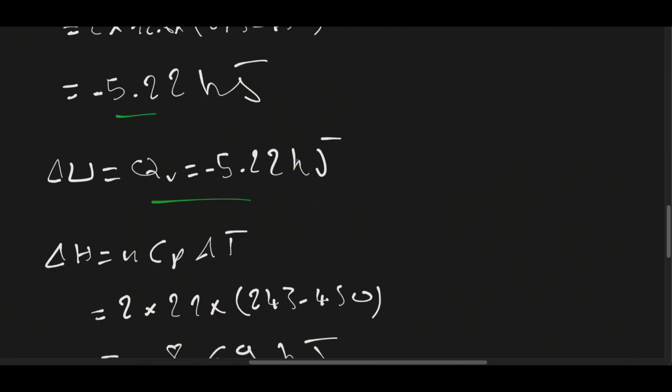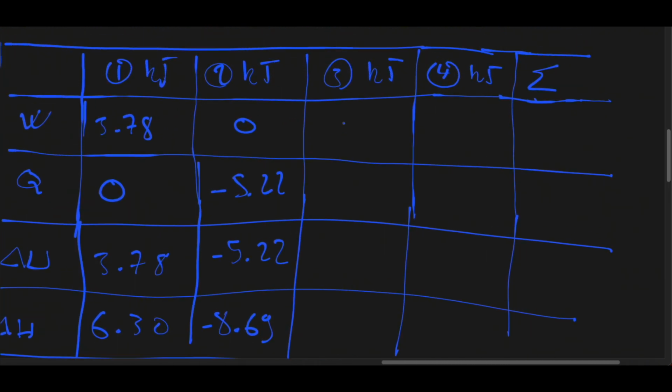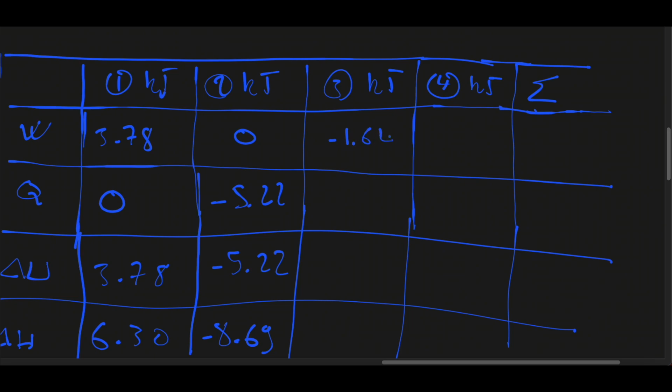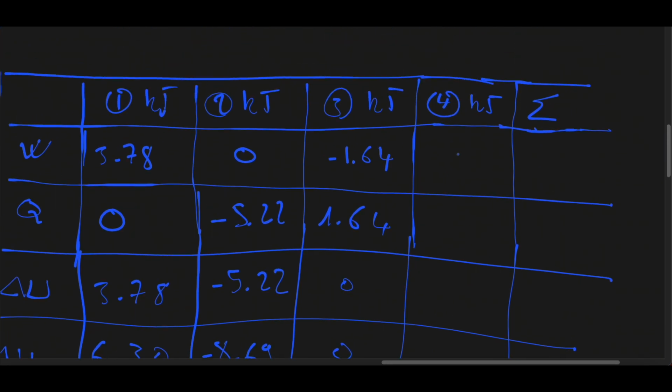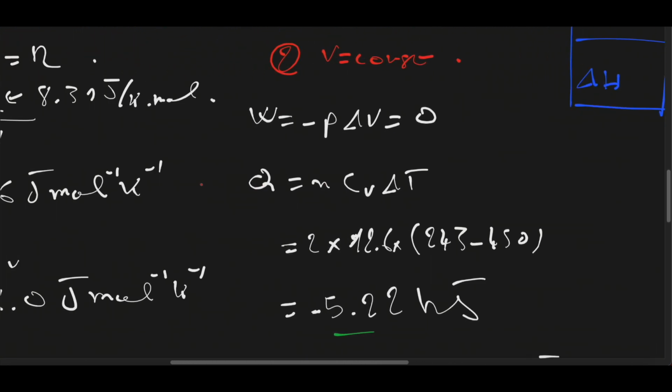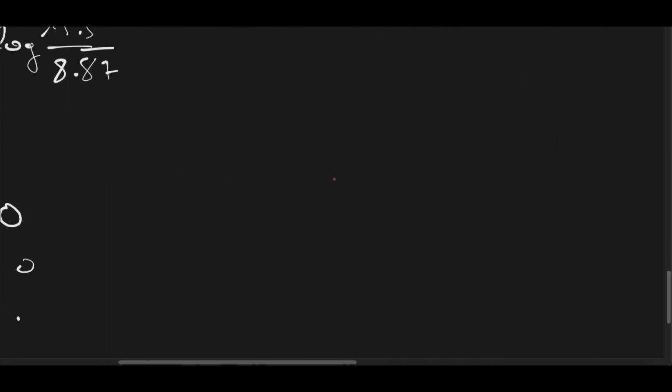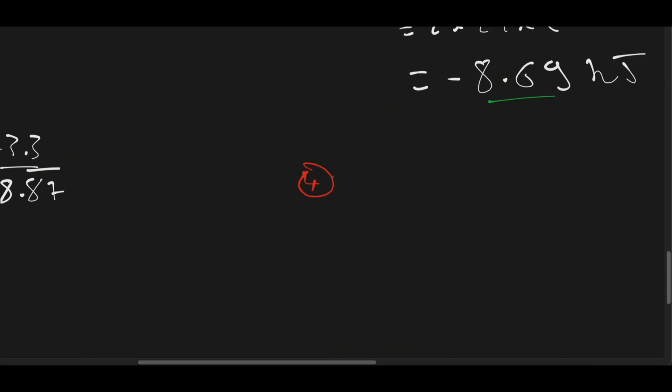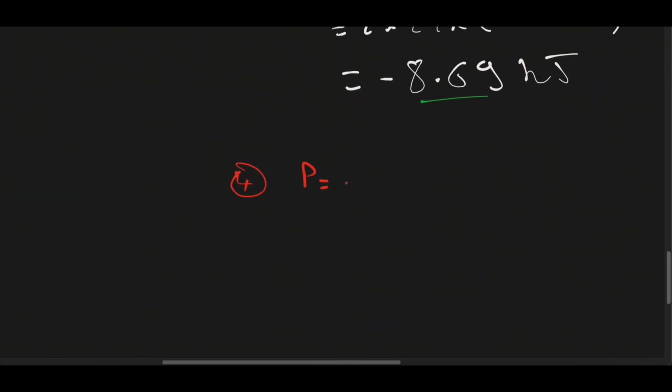So we go to the table. Here we have minus 1.64. Here we have 1.64, 0, 0. Now let's do the last step, which is an isobaric change.